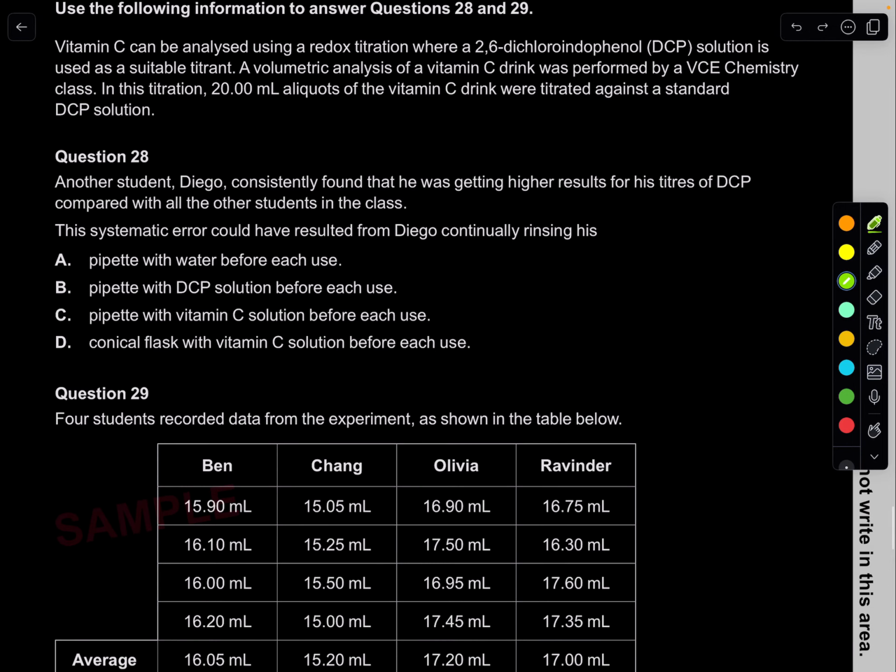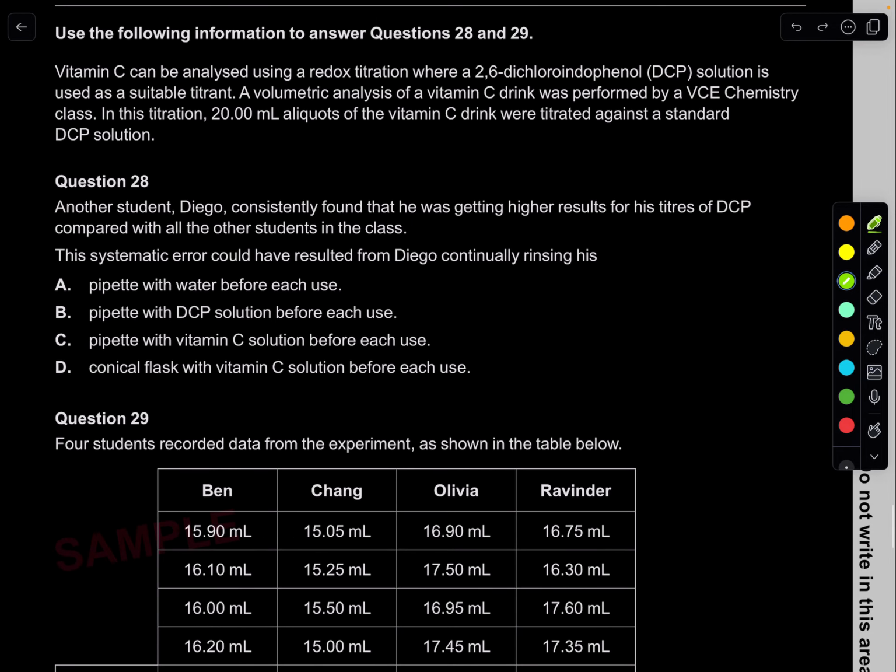Okay, 28. Another student, Diego, consistently found that he was getting high results from his titers of DCB compared to all the other students in his class. The systematic error could have resulted from Diego continually rinsing his pipette with water before each use. Now remember, your pipette needs to be rinsed with your aliquot, which is vitamin C. Normally your pipette is rinsed with your vitamin C. But because you're rinsing it with water, you're diluting the concentration. So you're decreasing your titers. So that will decrease your results.